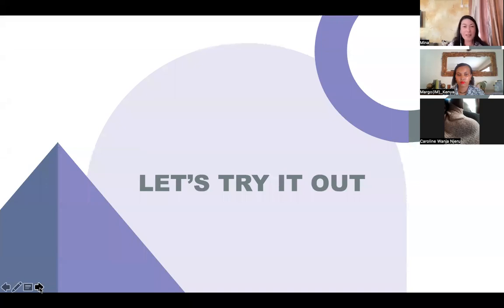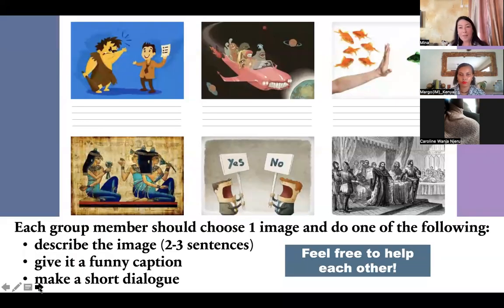So we're going to try out these three things all together in one activity. So I have here 6 images. They are strange images, and you're going to be working in a group. In the group, each member of the group should choose one image, and then they have a choice. They can just describe the image in 2 or 3 sentences. So for example, there's a caveman who seems to be yelling. Or you can give it a funny caption, a funny title, if you can think of one. I am really bad at thinking of captions, but if you're good at that, that might be something you do.